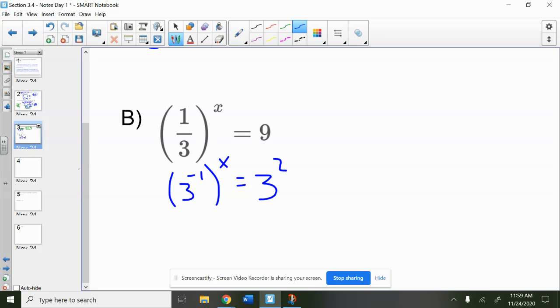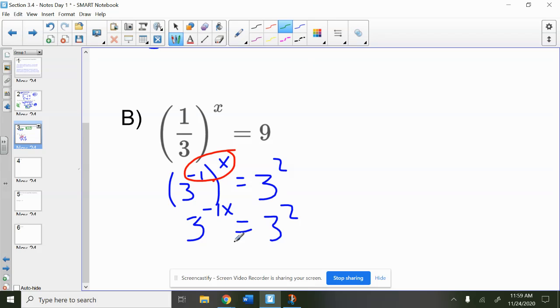Now I'm still not quite there, but I do have this. I call this the power to a power rule. I've got a base of 3 raised to a -1 raised to an x. So what I need to do is I need to take these, and I'm going to go ahead and multiply those. That's what the exponent rule says. Well, -1 times x is -1x or negative x. And then this equals 3 to the second power.